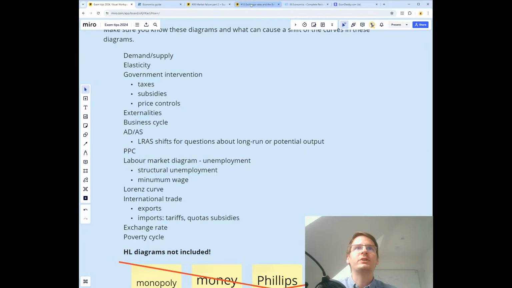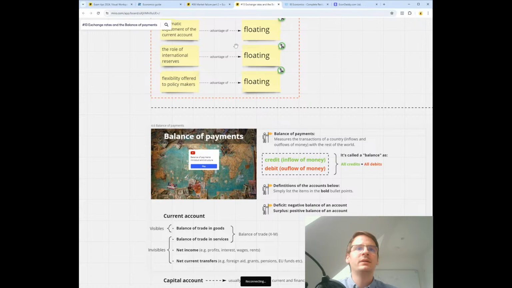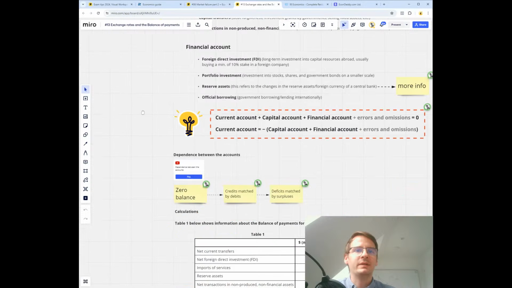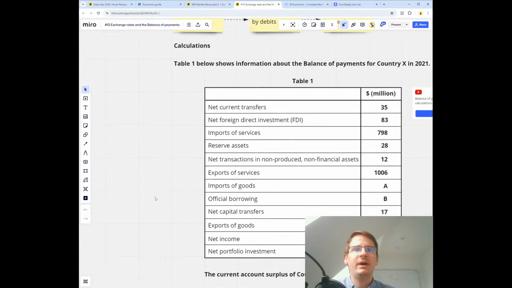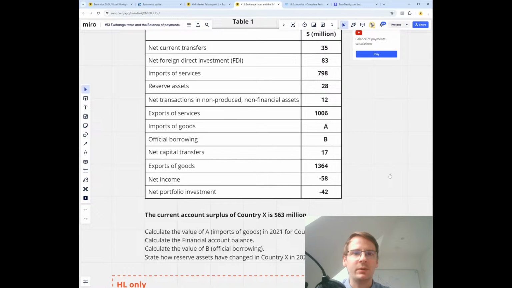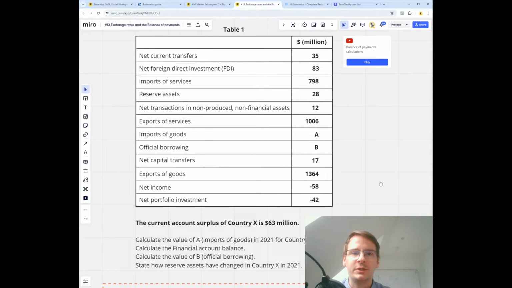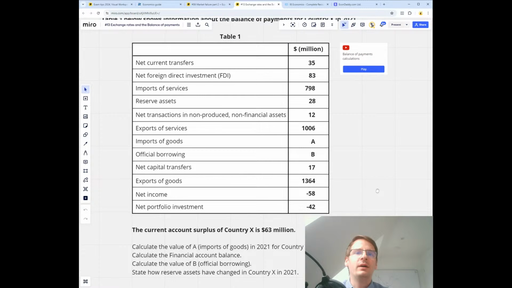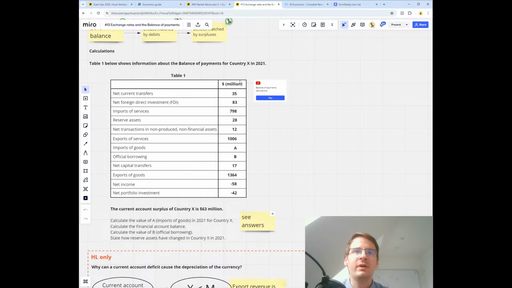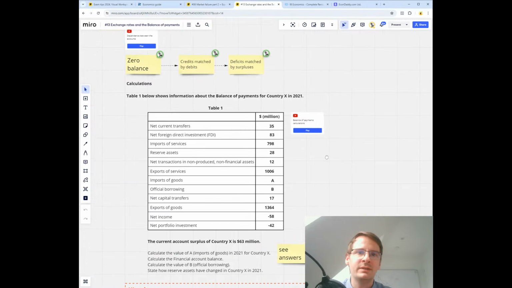Let me very quickly show you, going back here to the balance of payments. Here's a question. In my notes, I obviously give you calculation exercises as well. This, for example, is one that standard level students would also need to know. It could come up in a paper too. So not only do I have solutions worked out as I have shown you, but I do have video explanations of how to calculate these.